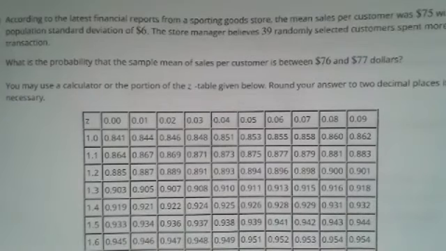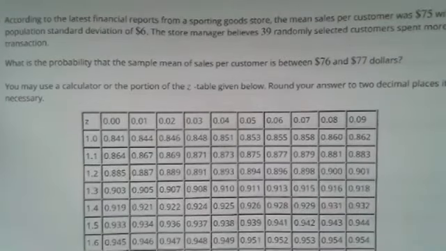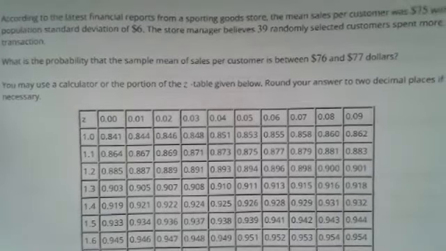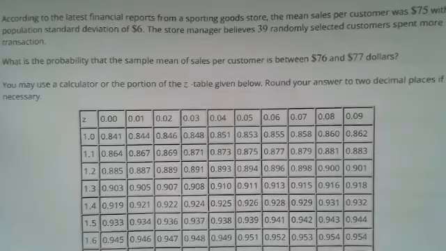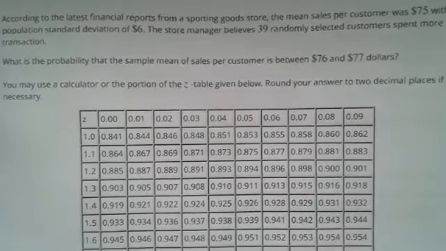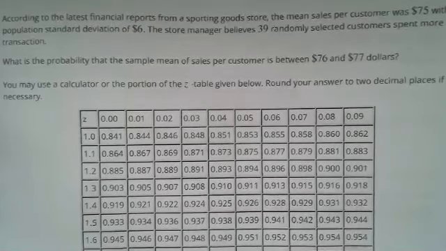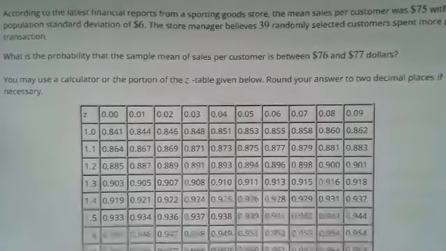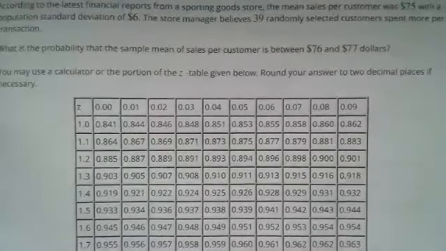Okay, so we have here the mu of x bar, that's the same as the mean, that's 75. And then the sigma of x bar is going to be sigma over square root of n. So that's just 6 over square root of 39. And that turns out to be 0.96. So that's the first one, that's the second one.